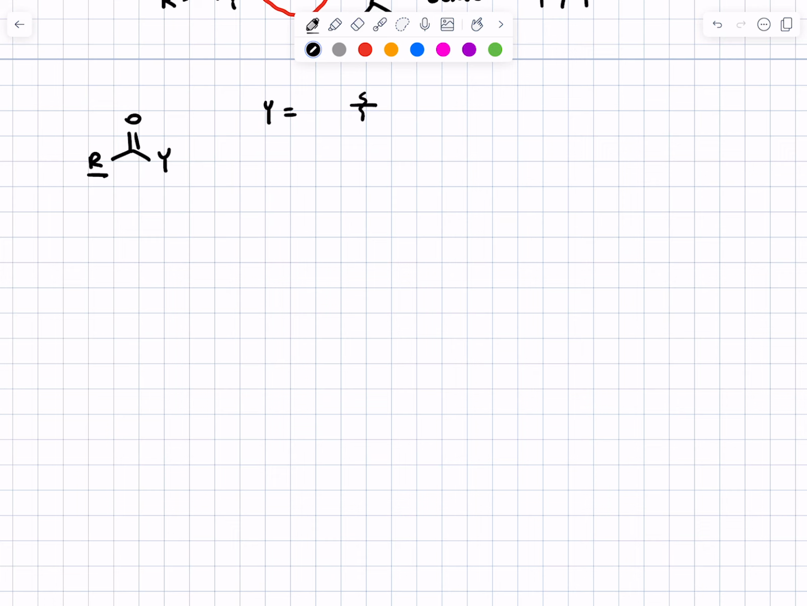All right. So if the Y group is a hydrogen, the molecule is an aldehyde. If instead the Y group is some alkyl group or perhaps some other carbon-containing group, it could be a methyl group, it could be a benzene ring. This is what we call a ketone. Okay? An aldehyde has one carbon thing on it and one hydrogen. A ketone has two carbon things on it.